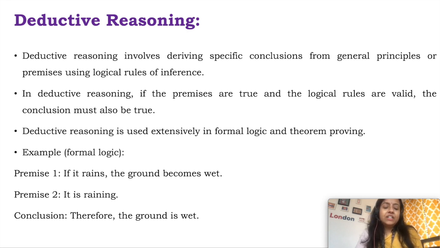In this regard, let us see an example of deductive reasoning. This example specifically is a formal logic example. In premise 1, we see that if it rains, the ground becomes wet. In premise 2, we see that it is raining. So what is the conclusion? The ground is wet.